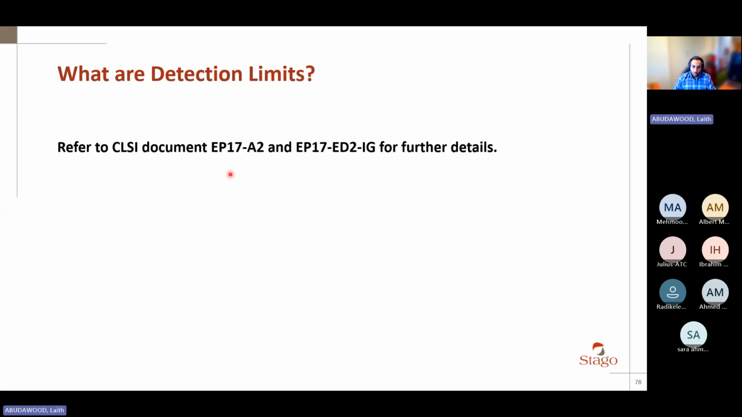CLSI document EP17-A2, and there's another one that's a practical form of the document, so to speak, called EP17 ED2 IG. These are the two reference documents that I have used to make this part of the presentation. These are your reference, and again, CLSI is the sort of document that generally no one argues with.